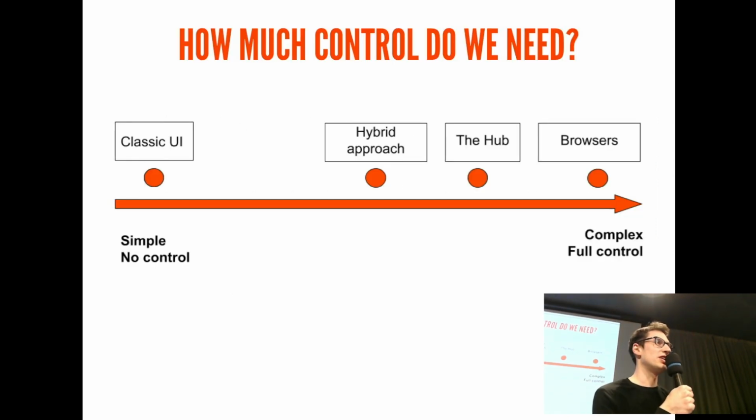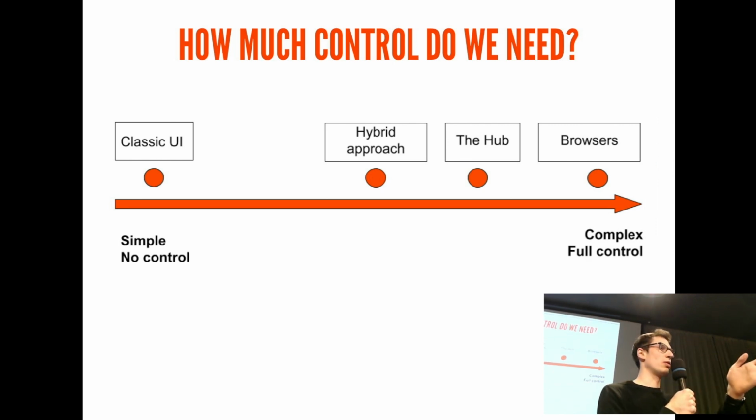And to represent this kind of decision, I made this slide where on the left we have the classic approach of building the UI, and we have simplicity, right? We know what we're going to show on the screen. It's not as error-prone as the other approach, but we have no control on changing the UI from the backend, zero control at all, right? While the more we go on the right, the more complex the solution becomes and the more control we have.